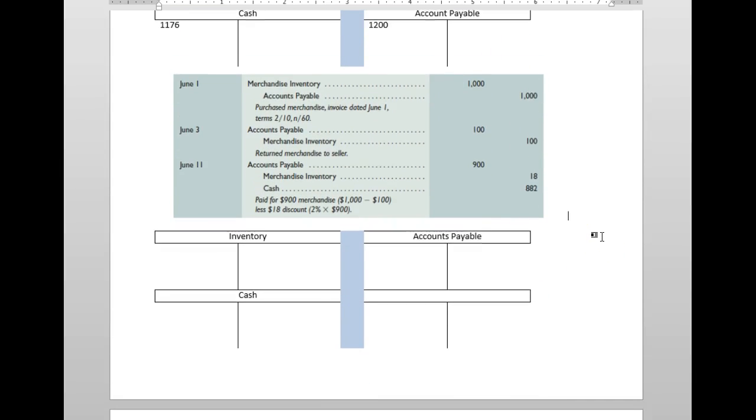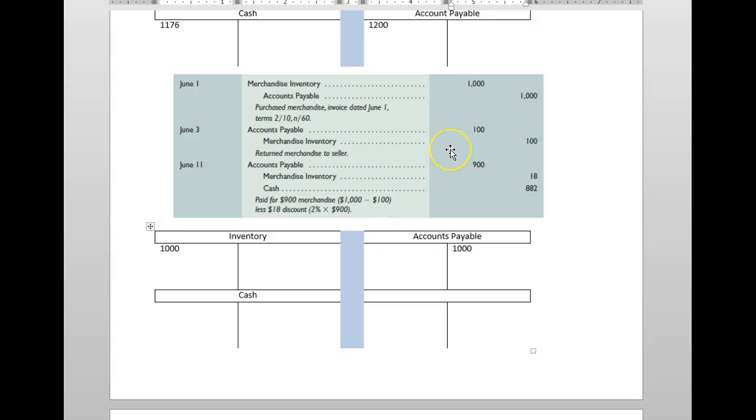Now this one has a return on it. So what we're going to do, let's just start. See, this is where we buy it. This is where we return something. And this is where we pay it. So first of all, let's buy it. So we're going to increase our inventory by 1,000. And we're going to add this to accounts payable.